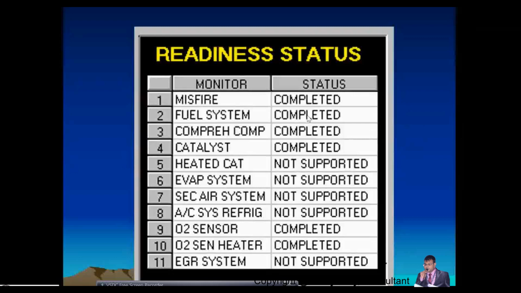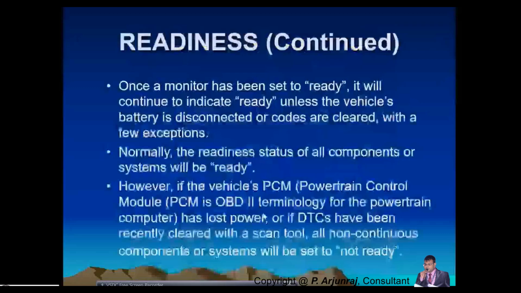You have a lot of other statuses shown in the MIL, which stands for Malfunction Indicator Lamp, and accordingly you can take corrective actions. You also have the evaporator system and the air system. You have the oxygen sensor, heaters, and the EGR, which is used for the emission norms to reduce nitrogen oxide emission. So you have a lot of things with respect to the engines to find out the fault.